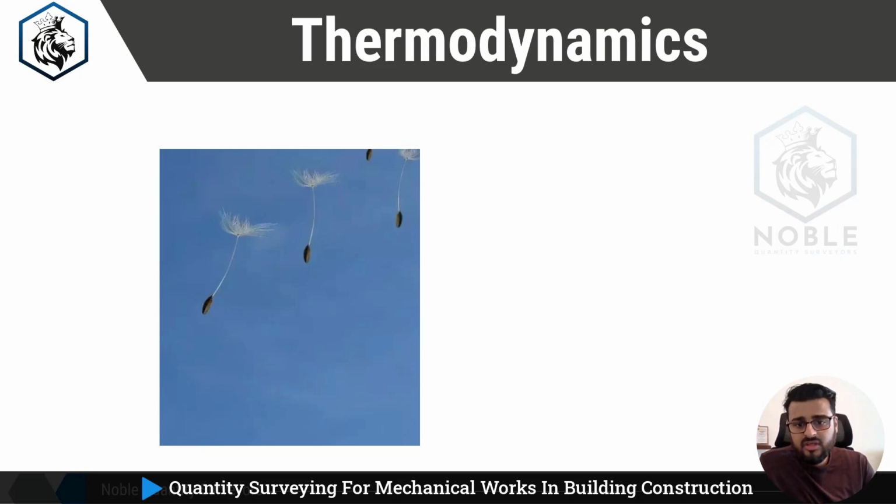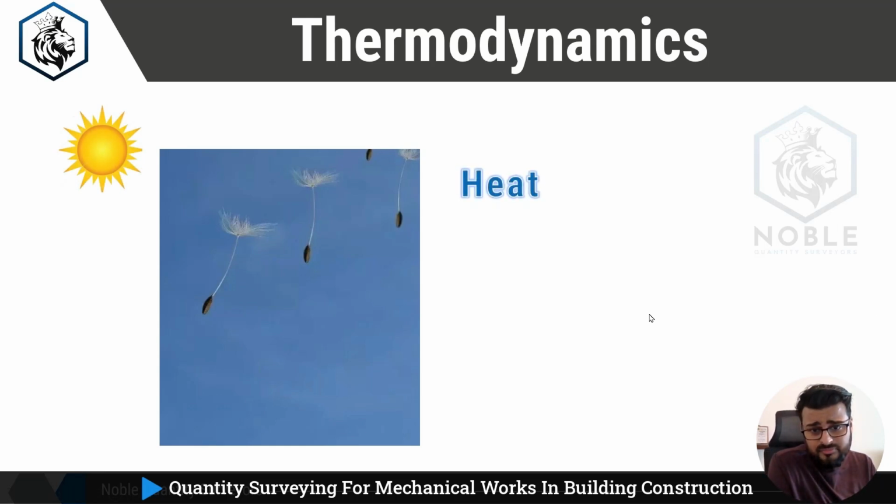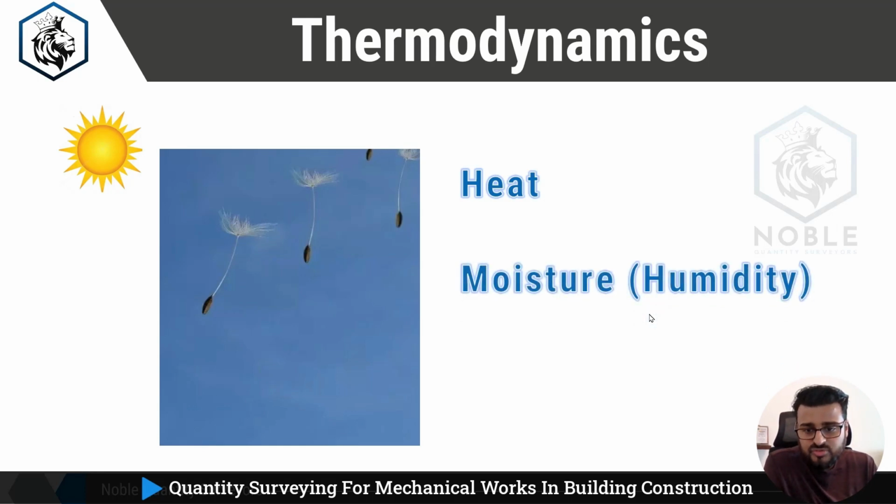So the conclusion for our slides is that air is a combination of three things. The first one is heat, which has to be cooled down through our air conditioning process. The second is the moisture, or in most common words what you have heard as humidity, which also has to be eliminated through our air conditioning systems.